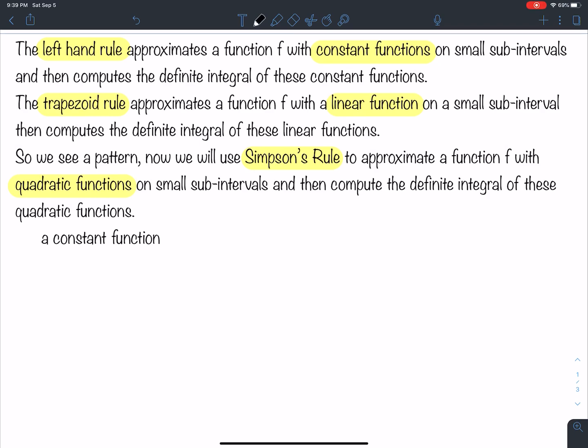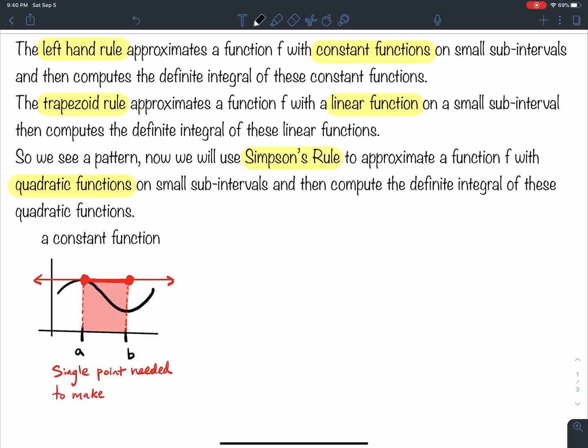Okay, so left-hand rule, midpoint rule, right-hand rule all kind of work the same. They approximate integrals with constant functions. So what do I mean by that? Say I have this function here and I want to use a left-hand rule with one rectangle to approximate the area. All you need to use the left-hand rule is a single point. A single point is needed to construct a constant function. Why? Because if I have one dot, I know a constant function is the horizontal line that passes through that one dot.